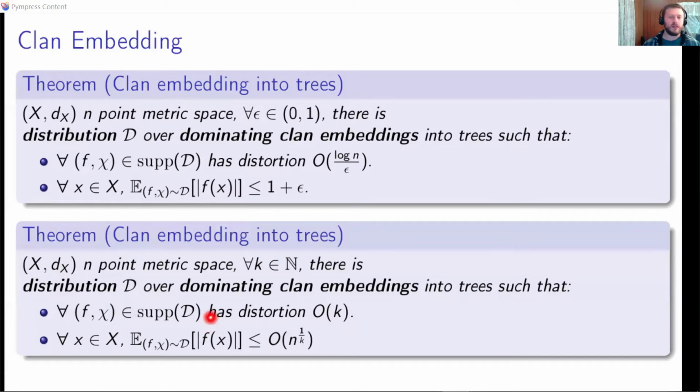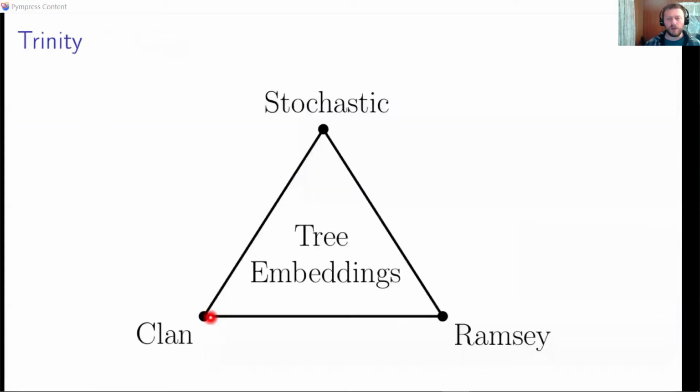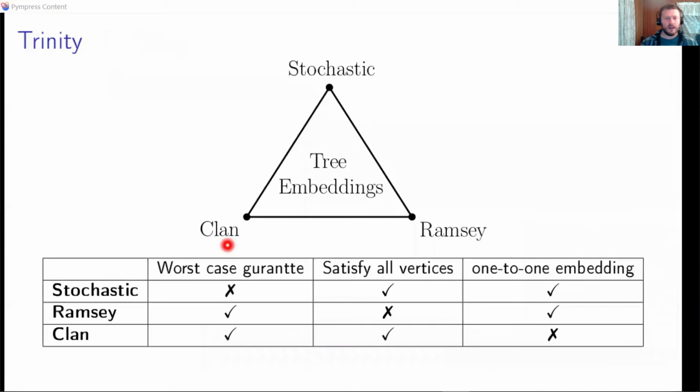Okay, so this is clan embeddings, and note that the compromise here, of course, is that it's not a real classic embedding. In a sense, the way we think about this is there's a trinity of tree embeddings: the more classic ones, stochastic and Ramsey, and now we have this new clan that closes this trinity, and each one of these tree embeddings has a different compromise and different points of advantage.